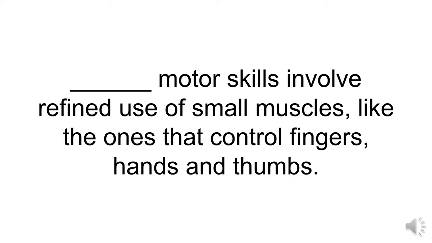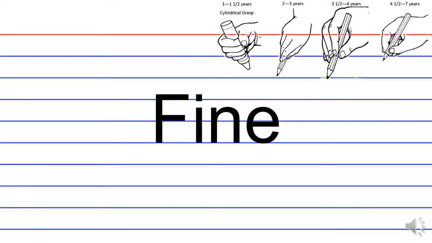Blank motor skills involve refined use of small muscles, like the ones that control fingers, hands, and thumbs. So what type of motor skills are we discussing here? That would be fine motor skills. So here you can see the progression of fine motor skills through the holding of a writing device. Crayon is a cylindrical grasp. Then you have a digital grasp. And then the holding of the pencil gets more refined as the human being develops.